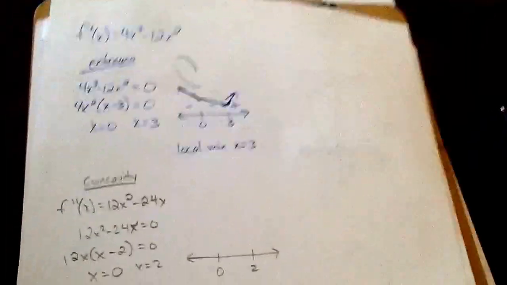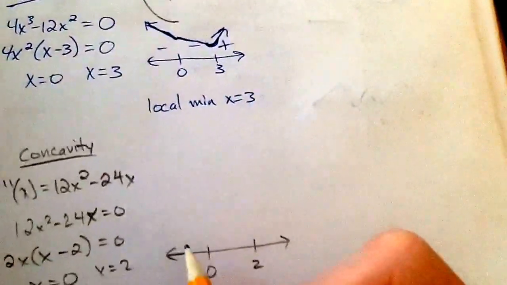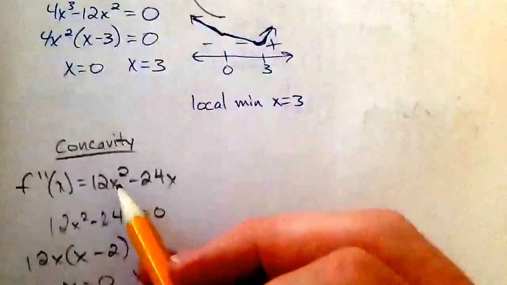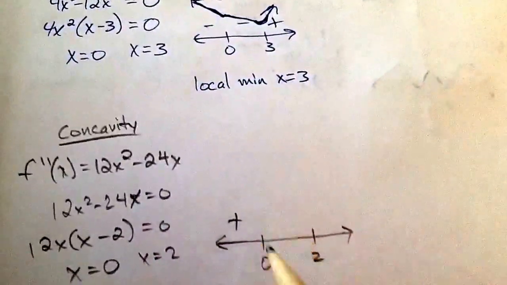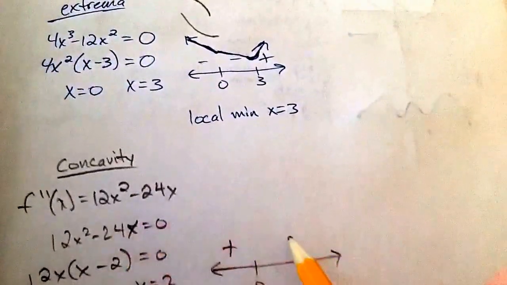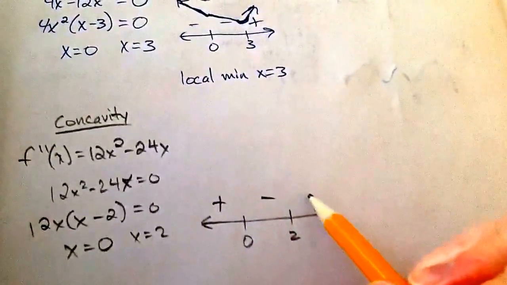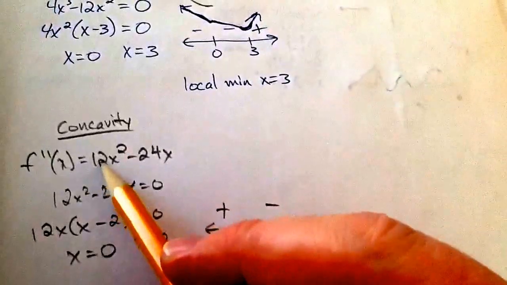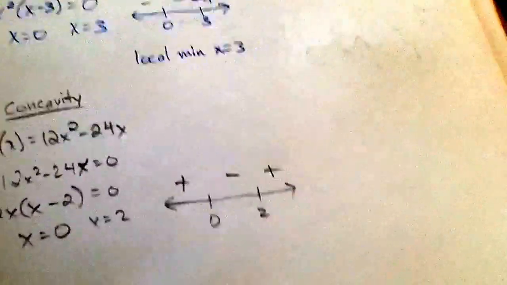Alright, doing the same thing back here. To the left of 0, if I plug in -1 here, that'd be positive 12 plus 24, so that's going to be positive. Plug in 1, that'd be 12 minus 24, that's going to be negative. And then plug in 3, so that'd be 9 times 12, about 100, minus a smaller number, it's going to be positive again.